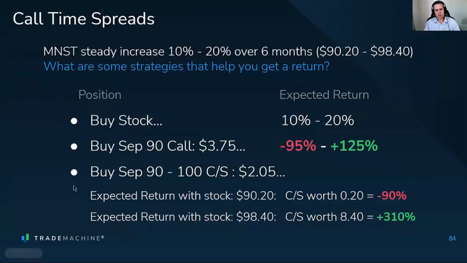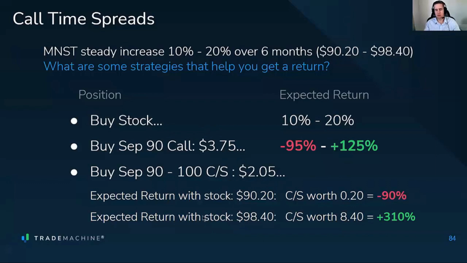So what's our expected return? Well, in this scenario, when the stock's at $90.20, the 100 call is going to be worthless. The 90 call is going to have 20 cents of intrinsic value, and so the position is going to be worth 20 cents. So this shows a negative 90% return, but we also spent a lot less at around 205 instead of 375. So even though it's a large percentage return, we've still spent a lot less money, $205 per contract.